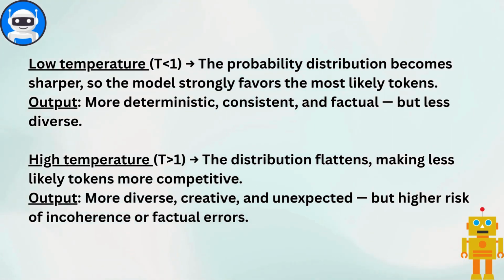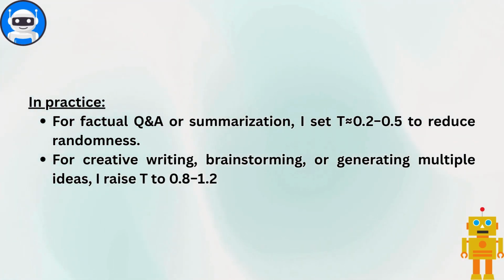High temperature, T greater than 1. The distribution flattens, making less likely tokens more competitive. Output: more diverse, creative, and unexpected, but higher risk of incoherence or factual errors. In practice, for factual Q&A or summarization, I set T approximately 0.2 to 0.5 to reduce randomness. For creative writing, brainstorming, or generating multiple ideas, I raise T to 0.8 to 1.2.